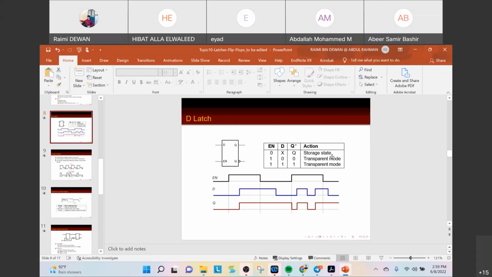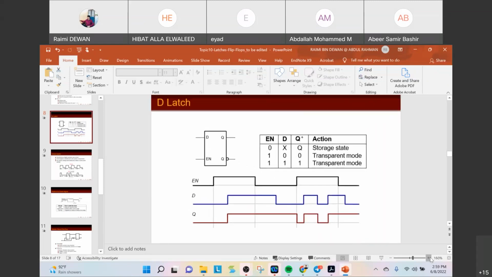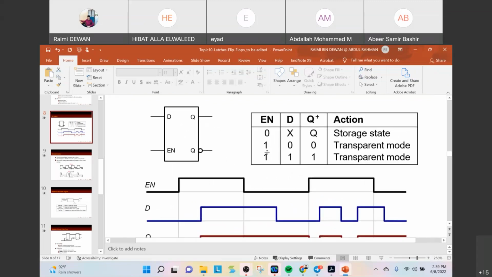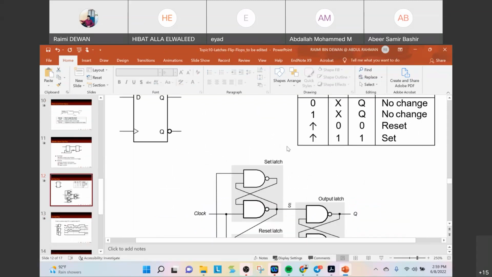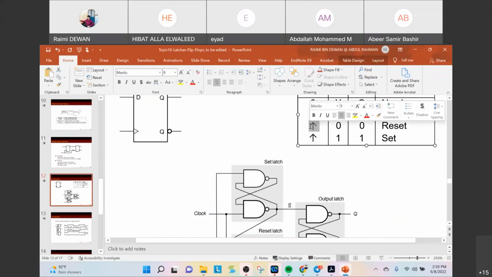This is not a 1. This one, if you notice, you need to be careful. Sometimes this is showing 1, sometimes it is showing clock edges, a rising edge. This one is a rising edge.